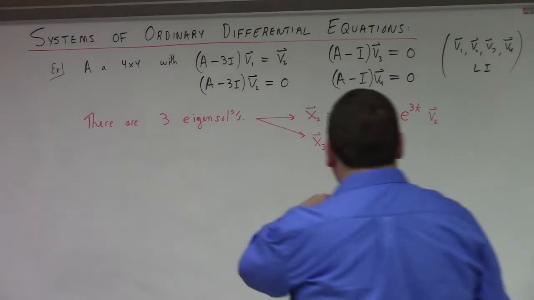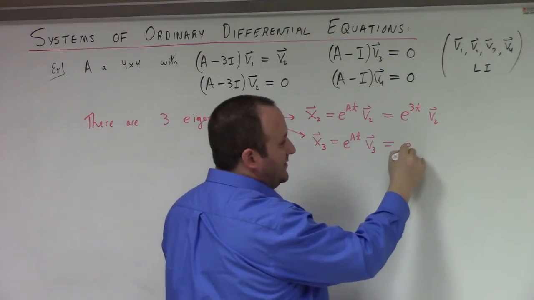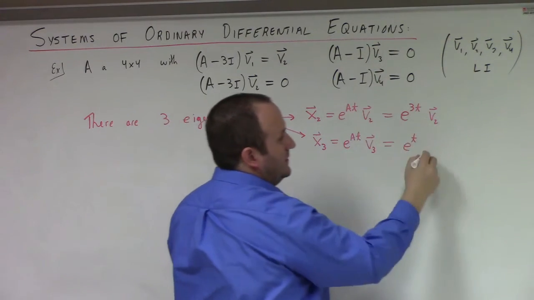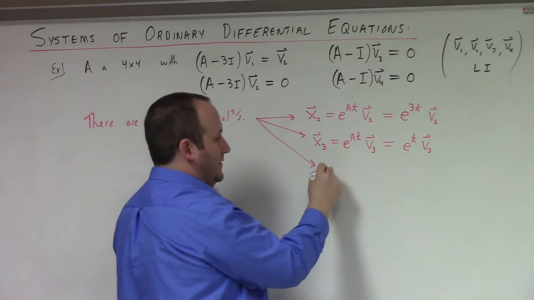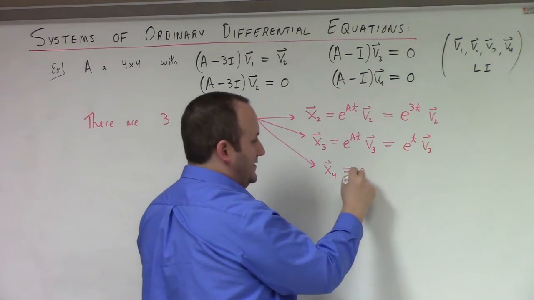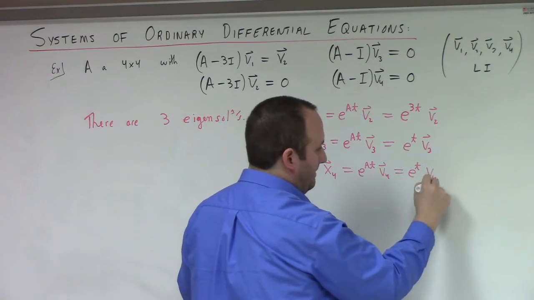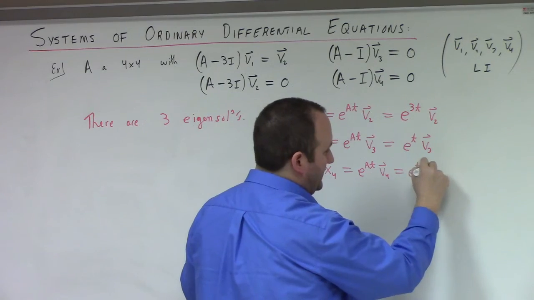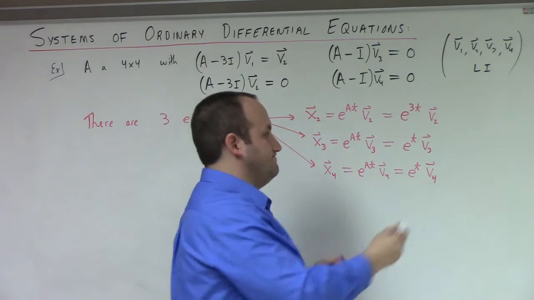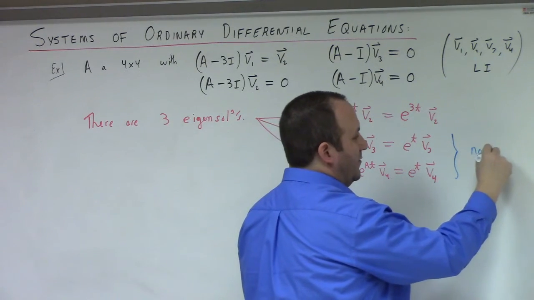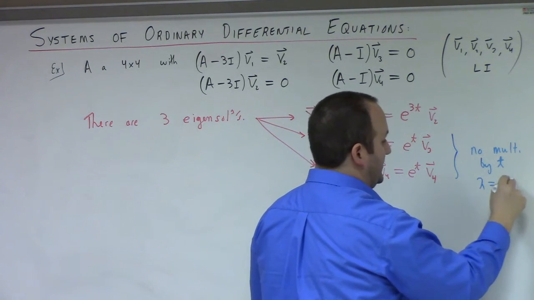Anyway, this here then is what? This is e to the t, right? Eigenvalue 1. I see that from here, v3. And x4, e to the At times v4, e to the t times v4. For those of you who are taking differential equations right now, I want you to notice something about this. No multiplication by t, even though we've got lambda equals 1 twice.